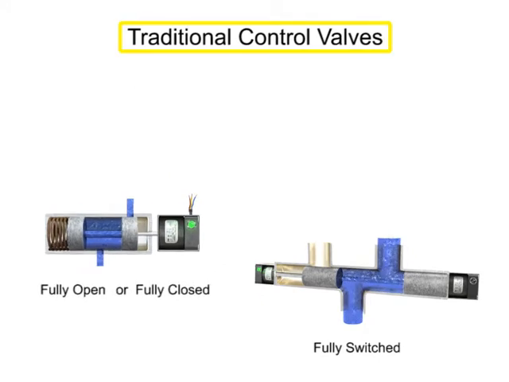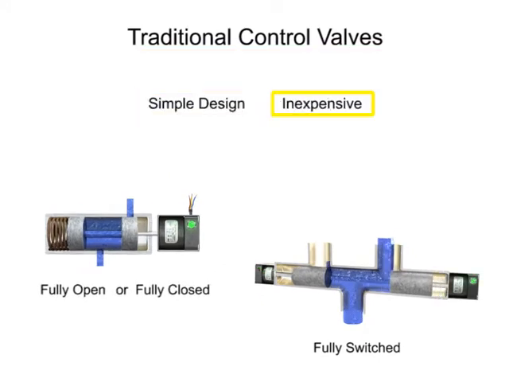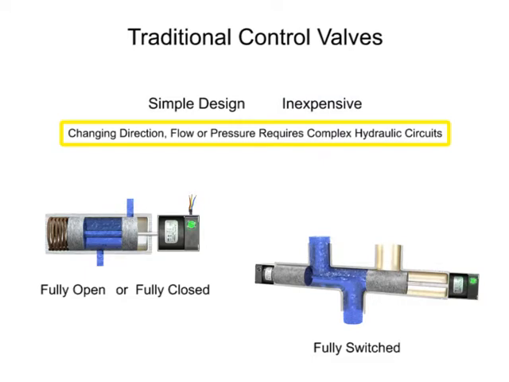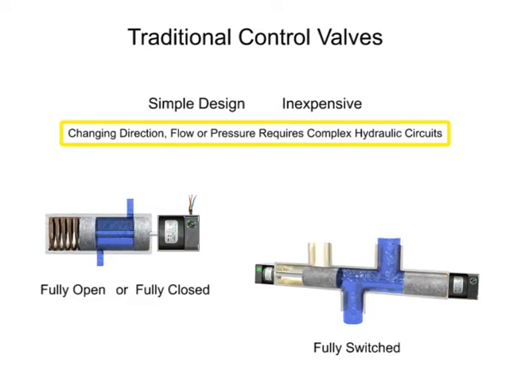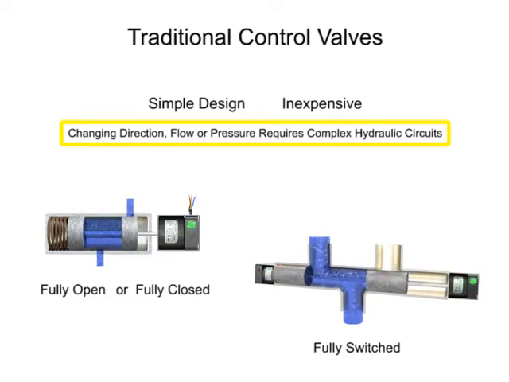Traditional control valves are of simple design and capability. Changing direction, flow, or pressure during machine operation would require a complex hydraulic circuit. Each desired direction, flow, or pressure would require an individual traditional valve to control it.